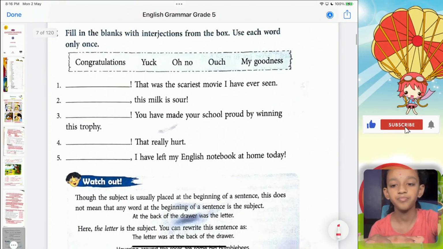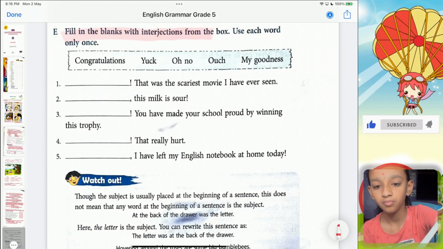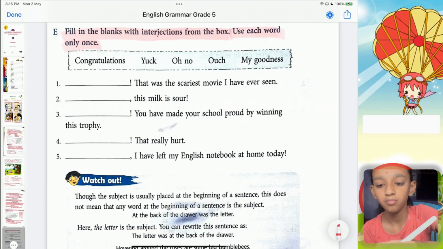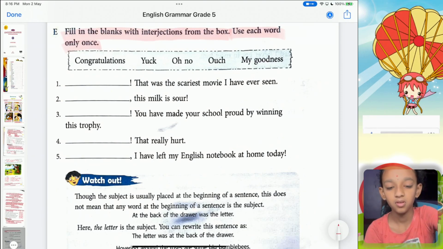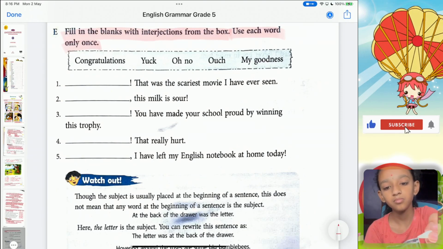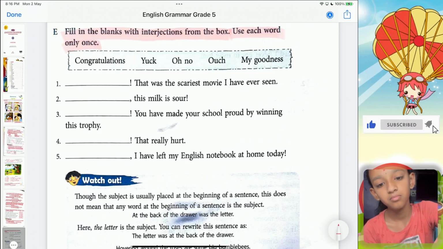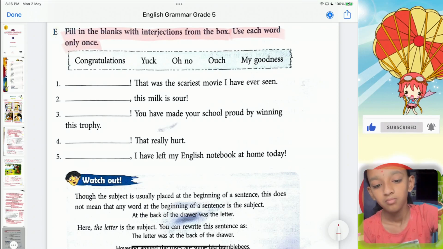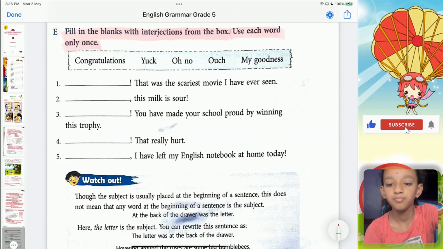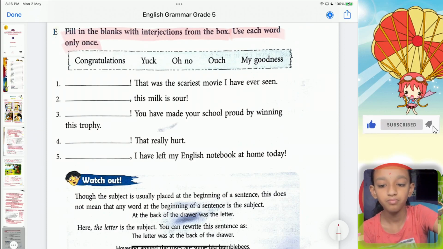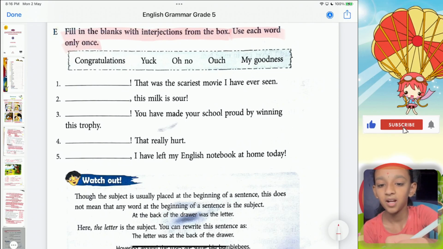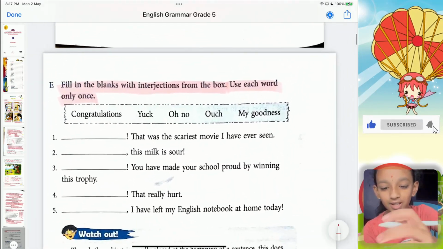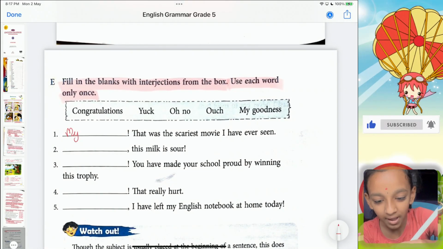Fill in the blanks with interjections from the box. Use each word only once. So you have some interjections like congratulations, yuck, oh no, ouch, my goodness. So you are going to use these interjections in these sentences. So go ahead. What would be the interjection for the first one? My goodness, that was the scariest movie I have ever seen. Correct.